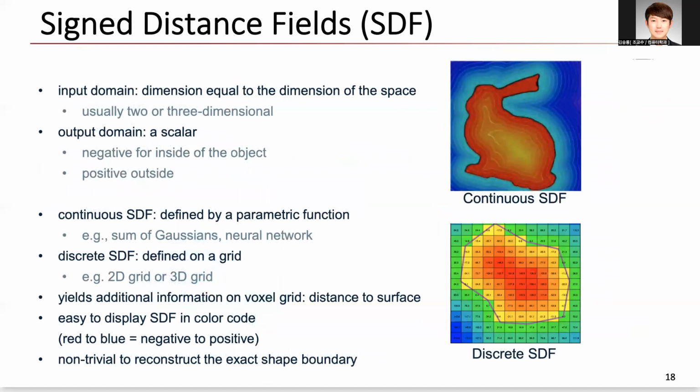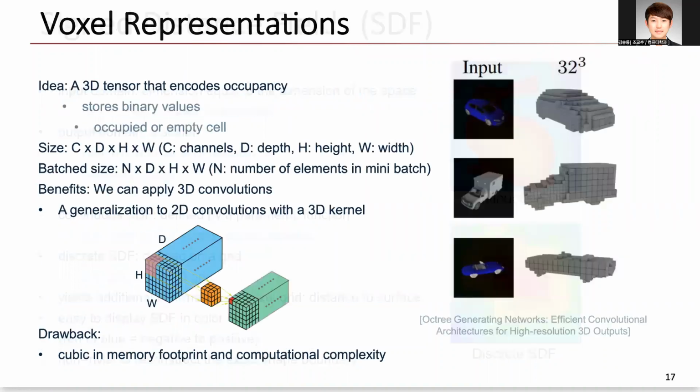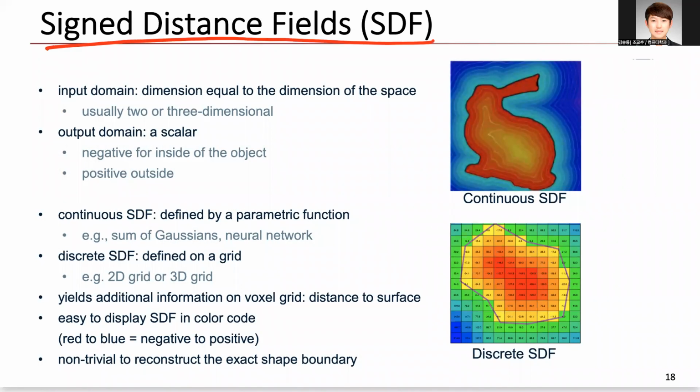Another representation is the signed distance field, dubbed SDF, which is designed to overcome the drawbacks of the box representation. The idea was very, very simple. Similar to the box representation, in SDF we want to encode the occupancy information. The input, in this case, is just a dimension equal to the dimension of the space.